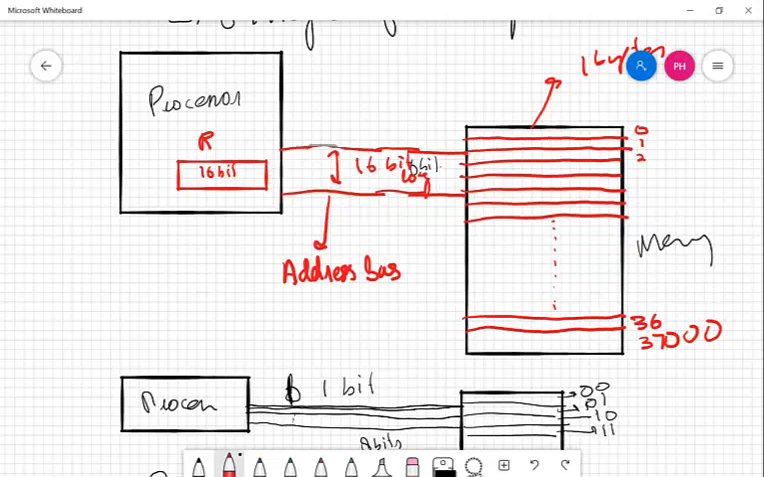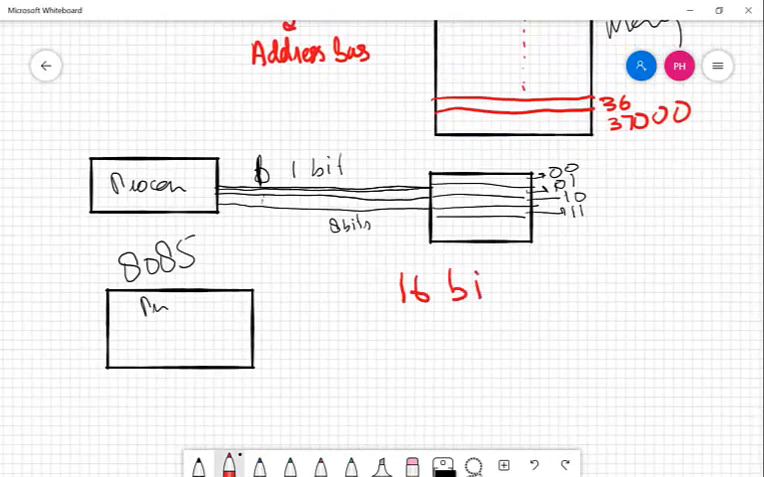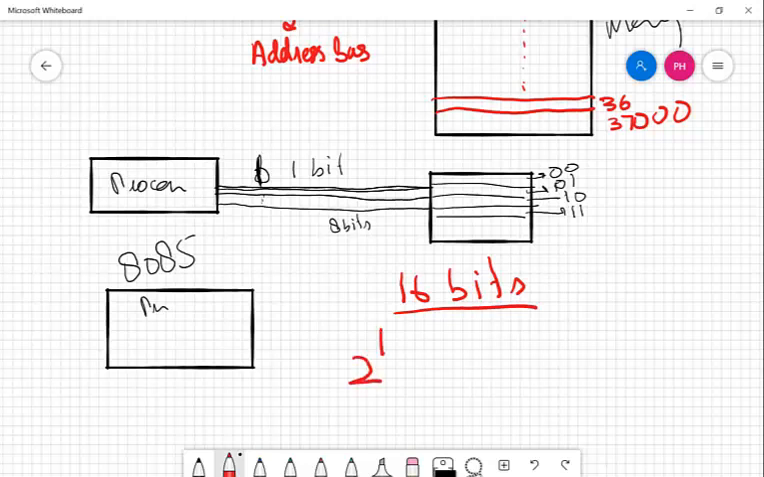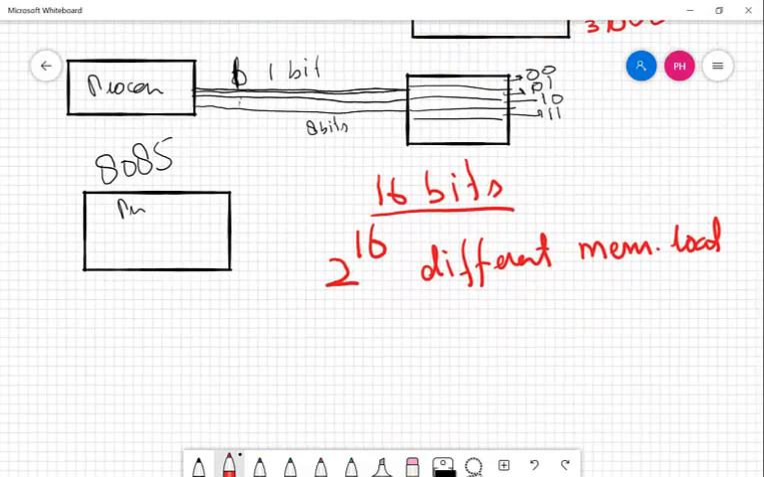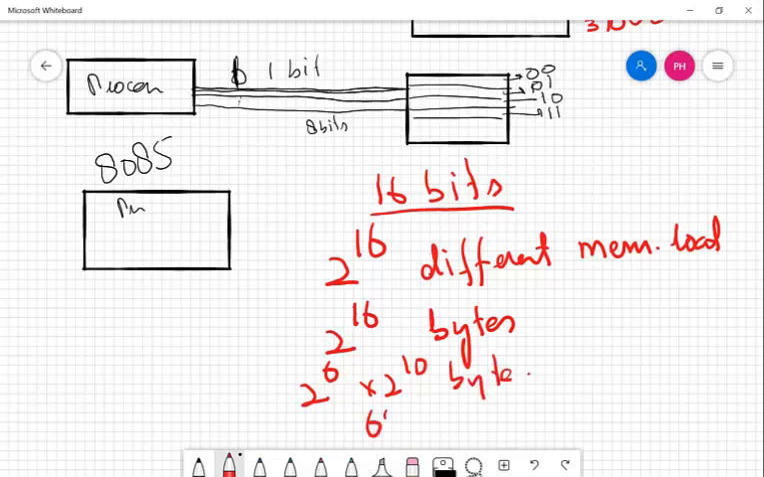That register holds the address from where we need to read the data, and this 16-bit address is put on the address bus, and depending upon the combination of zeros and ones, we get a particular memory location from which the data is to be read. Since this address bus is 16 bits long, we can address 2 raised to power 16 different memory locations. And since each memory location is 1 byte, we can address 2 raised to power 16 bytes. That is 2 raised to power 6 into 2 raised to power 10 bytes. 2 raised to power 6 is 64, and 2 raised to power 10 is kilobytes.